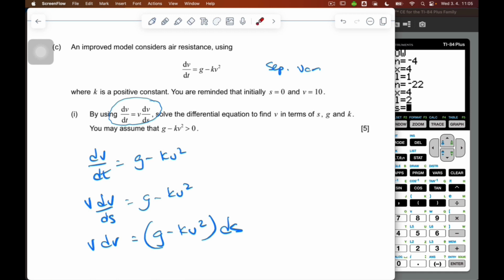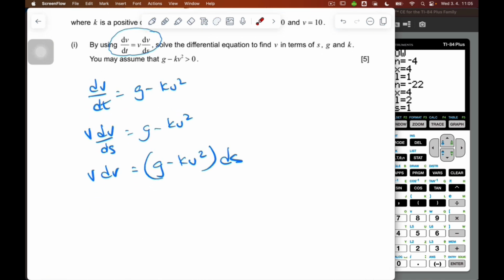Now, if I consider this right-hand side here, there are only v's here, and I need the v's on the left-hand side. And so I'm going to divide by this whole expression. So I can say that v over g minus kv squared dv is equal to ds. And then I'm going to integrate both sides.